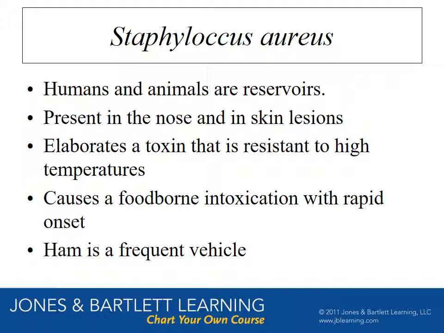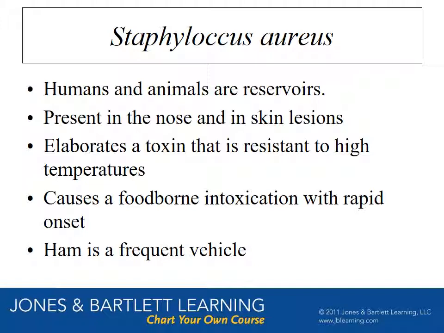Staphylococcus aureus is a common bacterium found on humans and animals. It's present in our skin, it's present in our nose, and when it grows in a food source, it produces a toxin that's very resistant to heat. So if you heat up that substance, it won't inactivate the toxin. It'll still be present and can still make people sick.